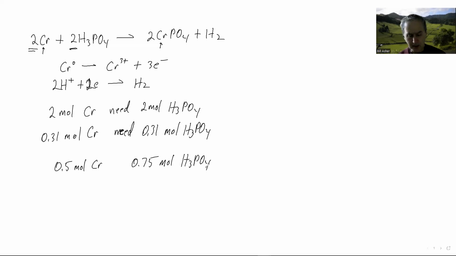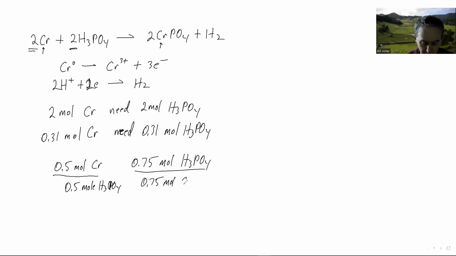Okay. How many moles of H3PO4 do I need to react with that much chromium? Well, I need 0.5 moles of H3PO4. And how many moles of chromium do I need to react with that? Well, I need 0.75 moles of chromium, right? And so clearly this is less than this because it's 1:1.